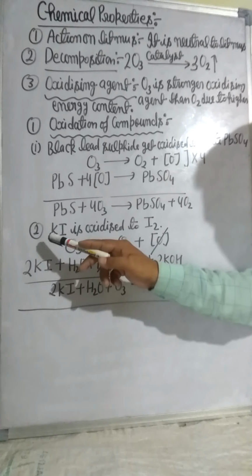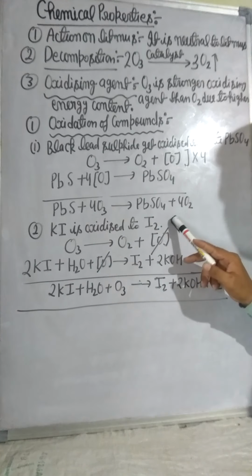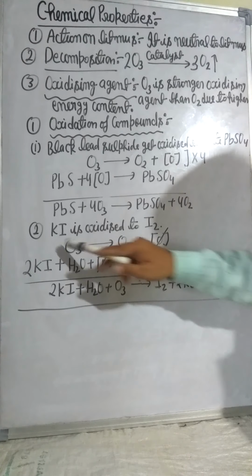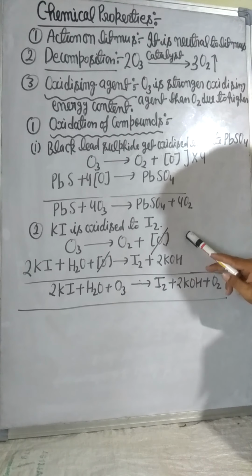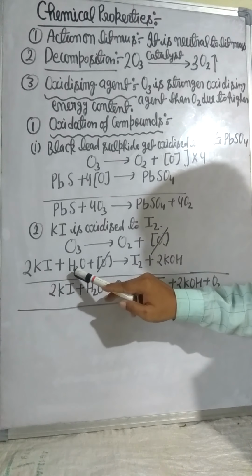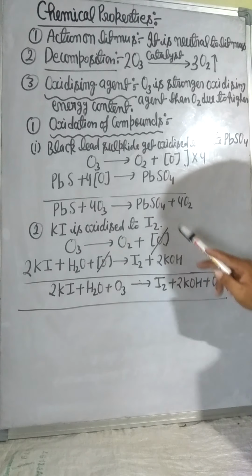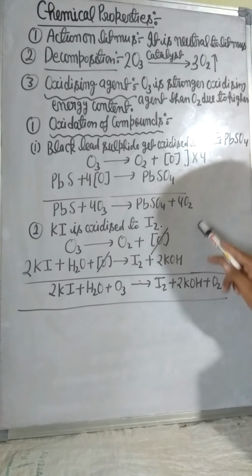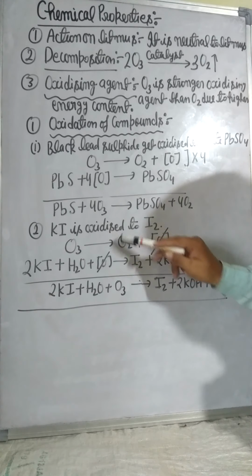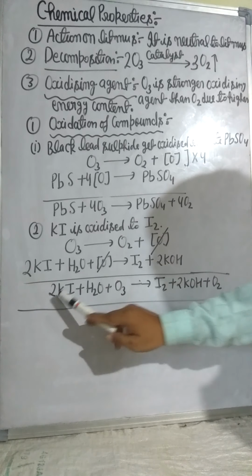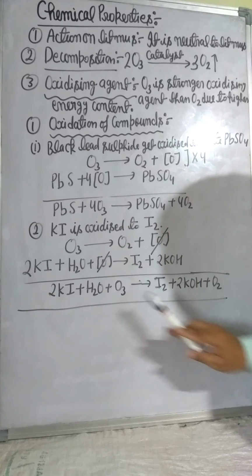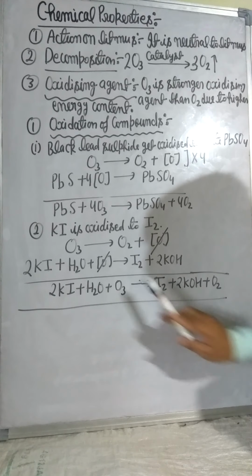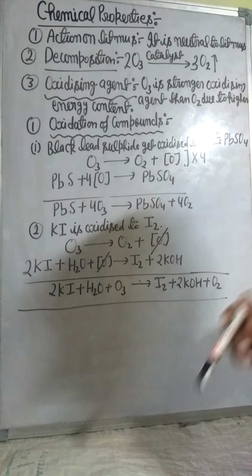After this, potassium iodide is oxidized to iodine. First process is common. Ozone decomposes to give O2 plus nascent oxygen. Potassium iodide reacts with water and nascent oxygen. Nascent oxygen cancels, giving iodine and potassium hydroxide. Add these two equations, we get potassium iodide reacting with aqueous solution of ozone to give iodine. So we can say potassium iodide is oxidized to iodine gas.